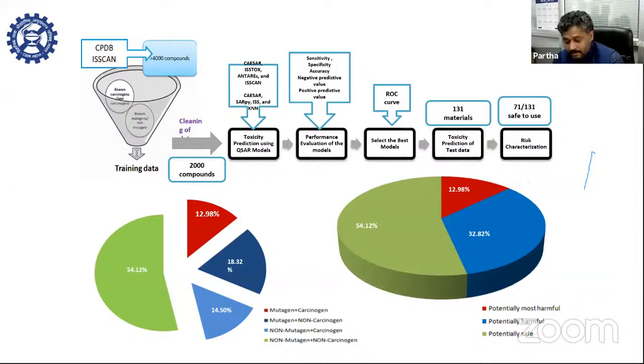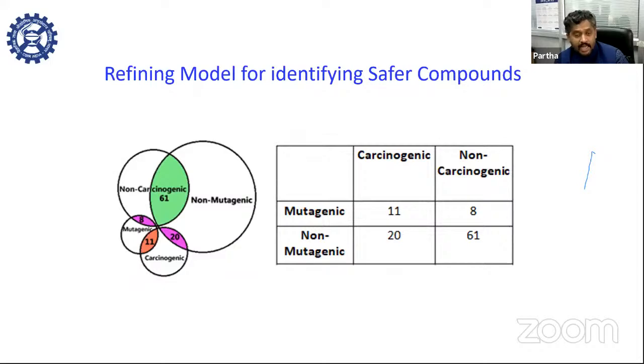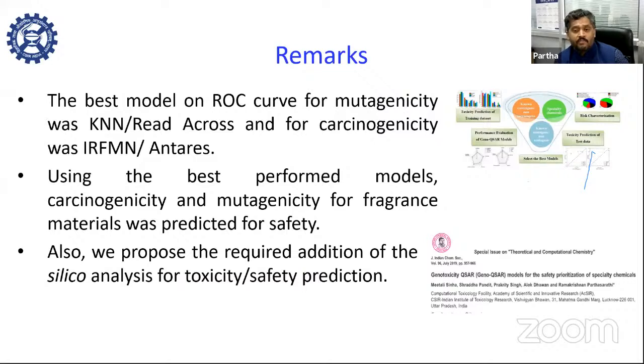In that, there are almost 40 compounds having known values. We matched up with them, and our results are highly matching with the known toxicity data of those compounds. Then we started predicting the risk assessment: which molecules are safer to use, which are potentially harmful, which are highly safe or nominally safe, and which are harmful or most harmful. That's where we classified them, and we also refined this model to give you a best model for mutagenicity and carcinogenicity.